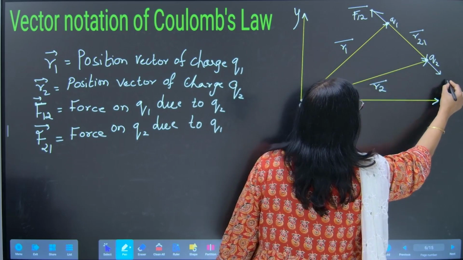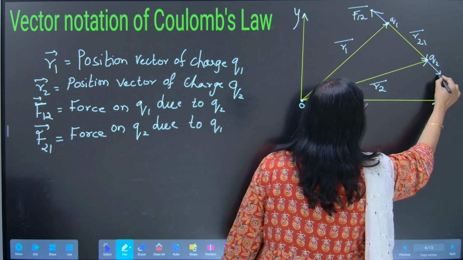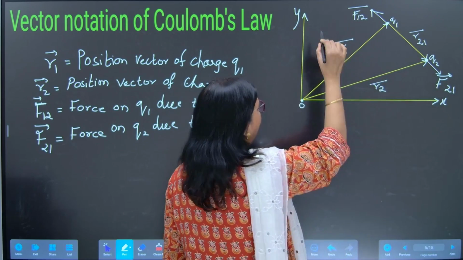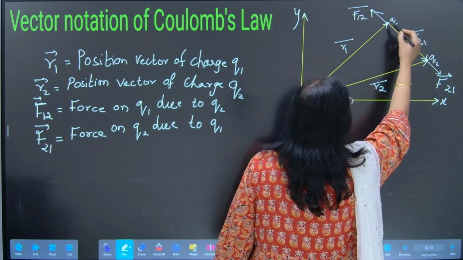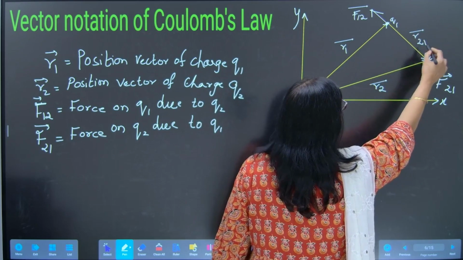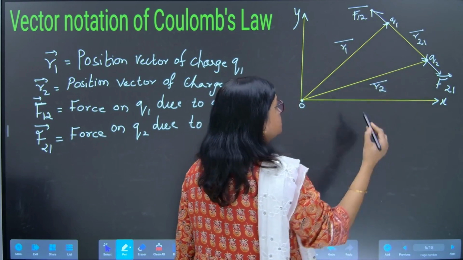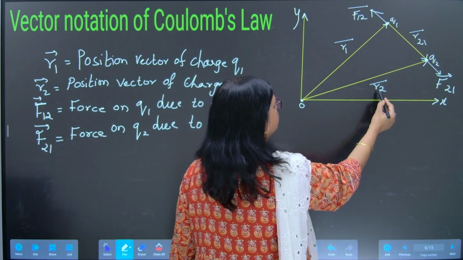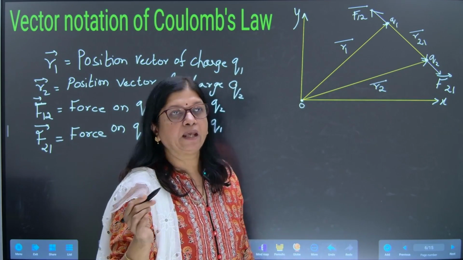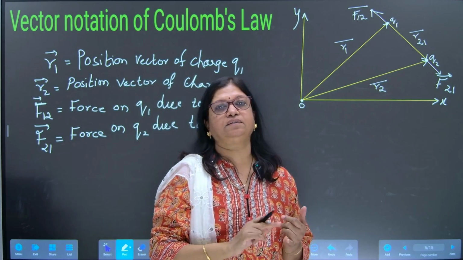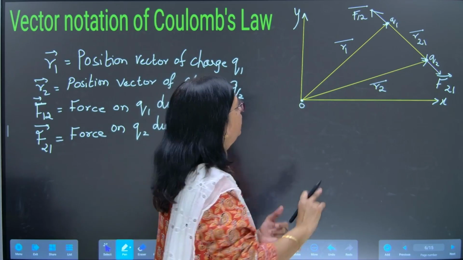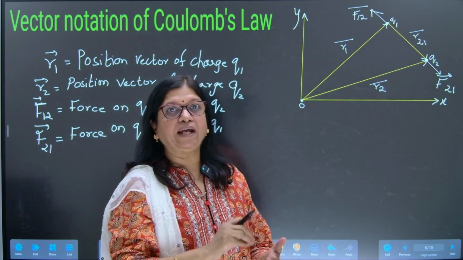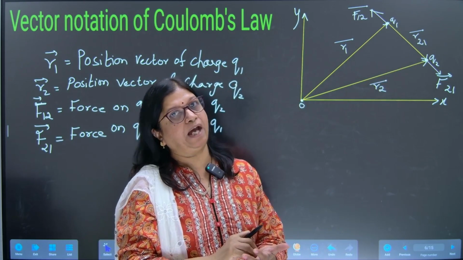We also have the force F21, which is the force due to Q1 on Q2. And you can also see one arrow denoting R21, which is the resultant of the two vectors R1 and R2 according to the triangular law. Now last year we learned the triangular law, that when we add two vectors, we can find the resultant of those two vectors by the triangular law.